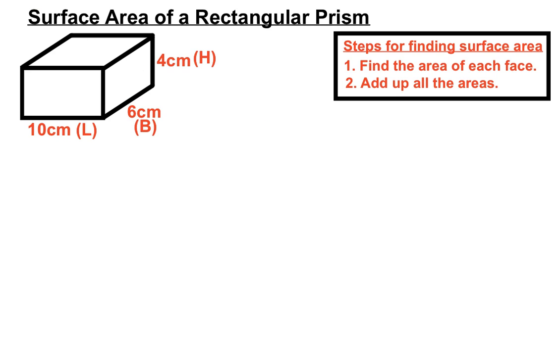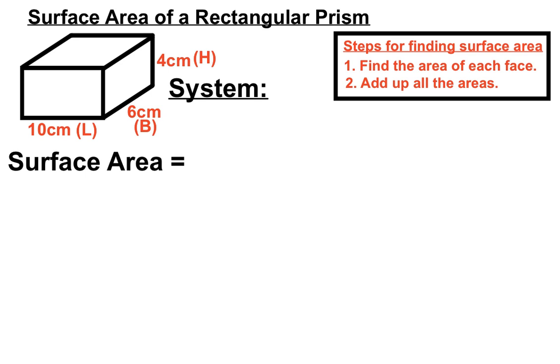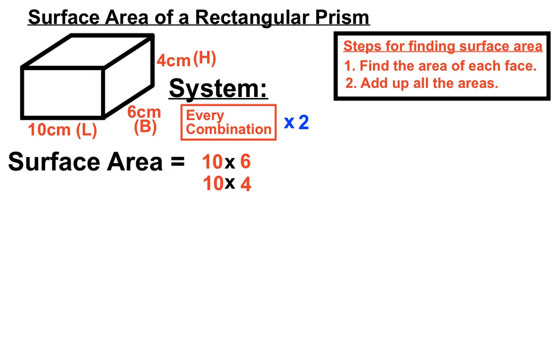Let's check out an example now. We've got a length of 10 centimeters, a breadth of 6 centimeters, and a height of 4 centimeters. Let's see the system work. Every combination of sides times by 2, and we'll add it up at the end. We have a 10 by 6, we have a 10 by 4, and a 6 by 4 is the last of our combinations. We've multiplied every side by every other dimension there. And we'll times each of those by 2 because we said there's an opposite area on a rectangular prism exactly the same size. And we'll add it all up.